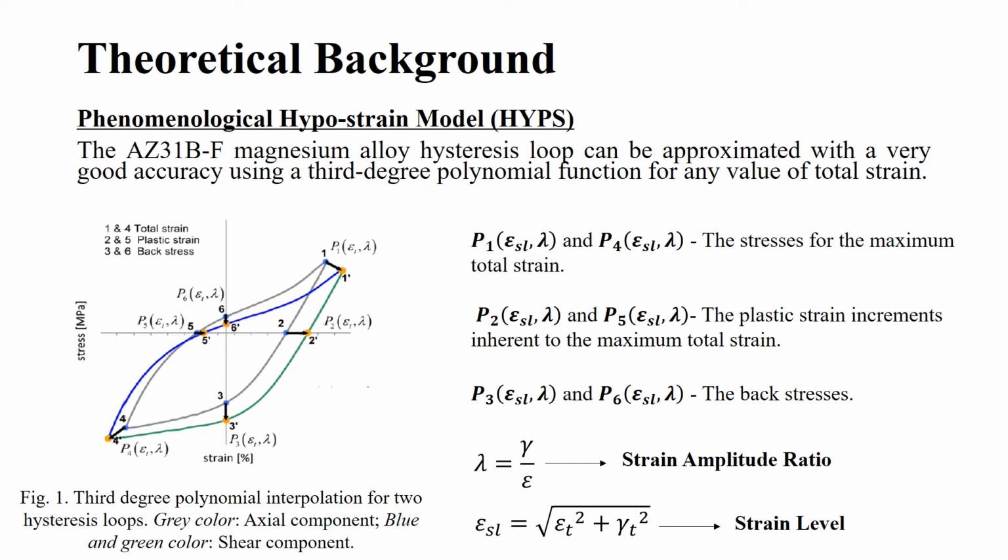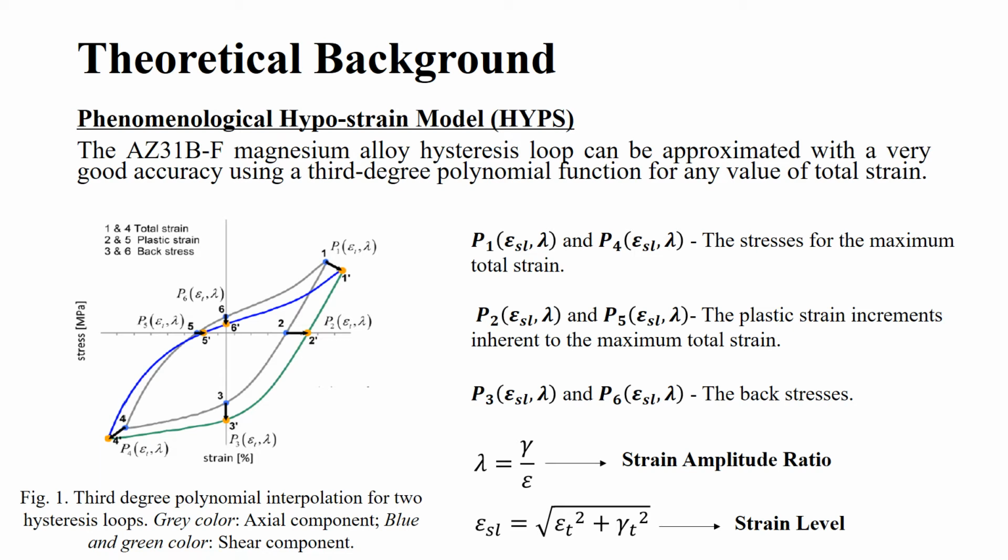Under tension-torsion loading condition, two stress loops are obtained, one for the axial loading component and another for the shear one. Therefore, I obtain two different stress loops which are dependent on each other. This dependence is captured by the strain-amplitude ratio given by the shear strain to axial strain ratio. In this study, the strain level was defined as the square root of the sum of the squares of the total axial and shear strain. Each one of the 6 points corresponds to a function that takes into account the strain-amplitude ratio and strain level.